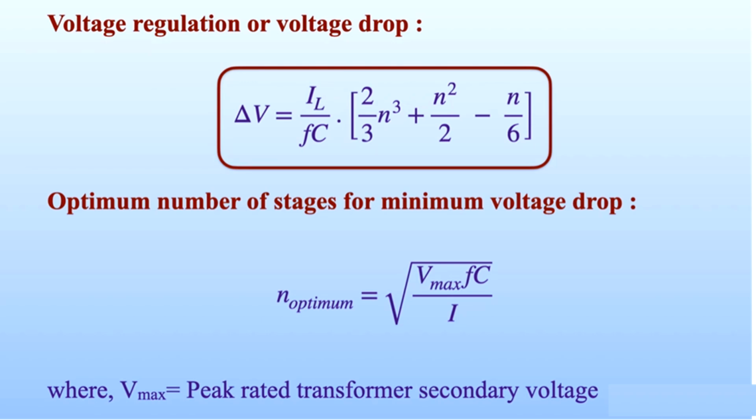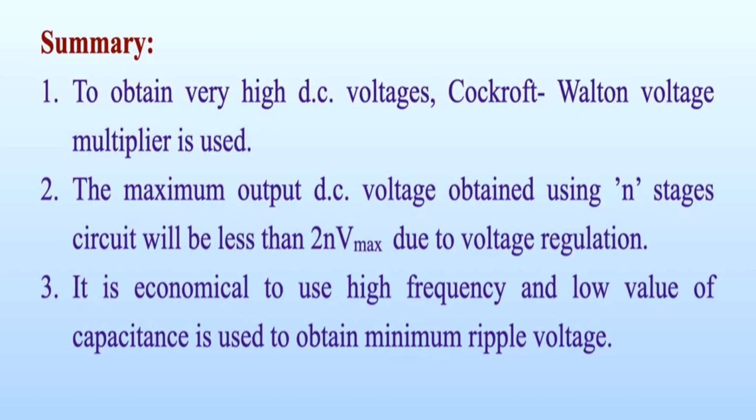And the optimum number of stages for minimum voltage drop, n optimum, will be equal to the root of V max FC divided by I. Here V max represents the peak rated transformer secondary voltage. So as of now, we have discussed the Cockcroft-Walton method, its operation, working principle, and the waveform generated by it. And at last, we are going to see the summary of this voltage doubler circuit.